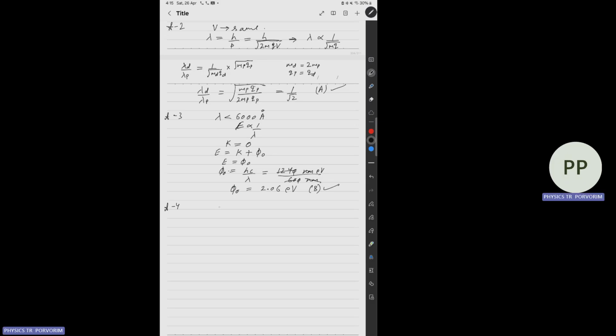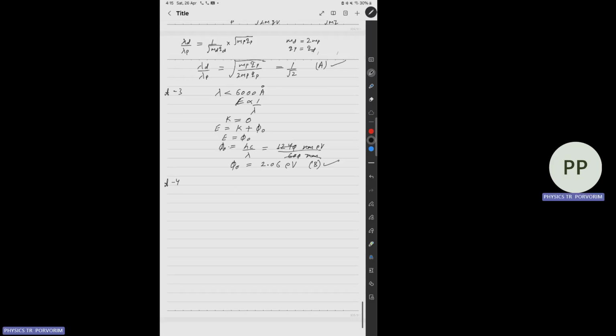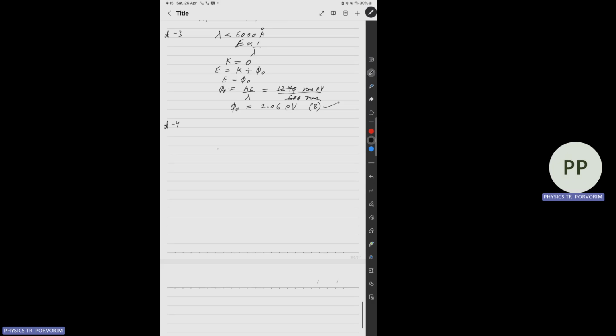Fourth, if the full wave rectifier circuit is operating from 50 hertz, what is the frequency of the output voltage? We know that in a full wave rectifier, the input wave is like this, and the output wave is like this. So here we can see that the frequency is getting doubled. If I am applying 50 hertz frequency here, I will get 100 hertz frequency here. So the D option is again correct.